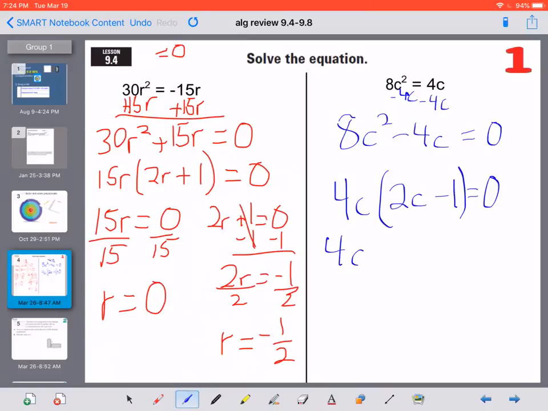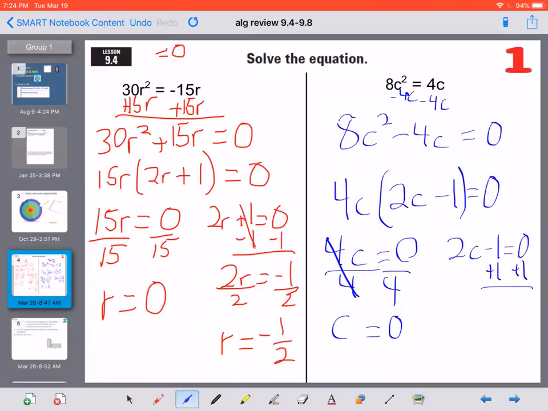So we'll have 4c equals 0, and 2c minus 1 equals 0. Divide by 4, c equals 0. Here I'm going to add 1 and get 2c equals 1. Divide by 2, and c is going to equal 1/2. So our two zeros are 0 and 1/2.